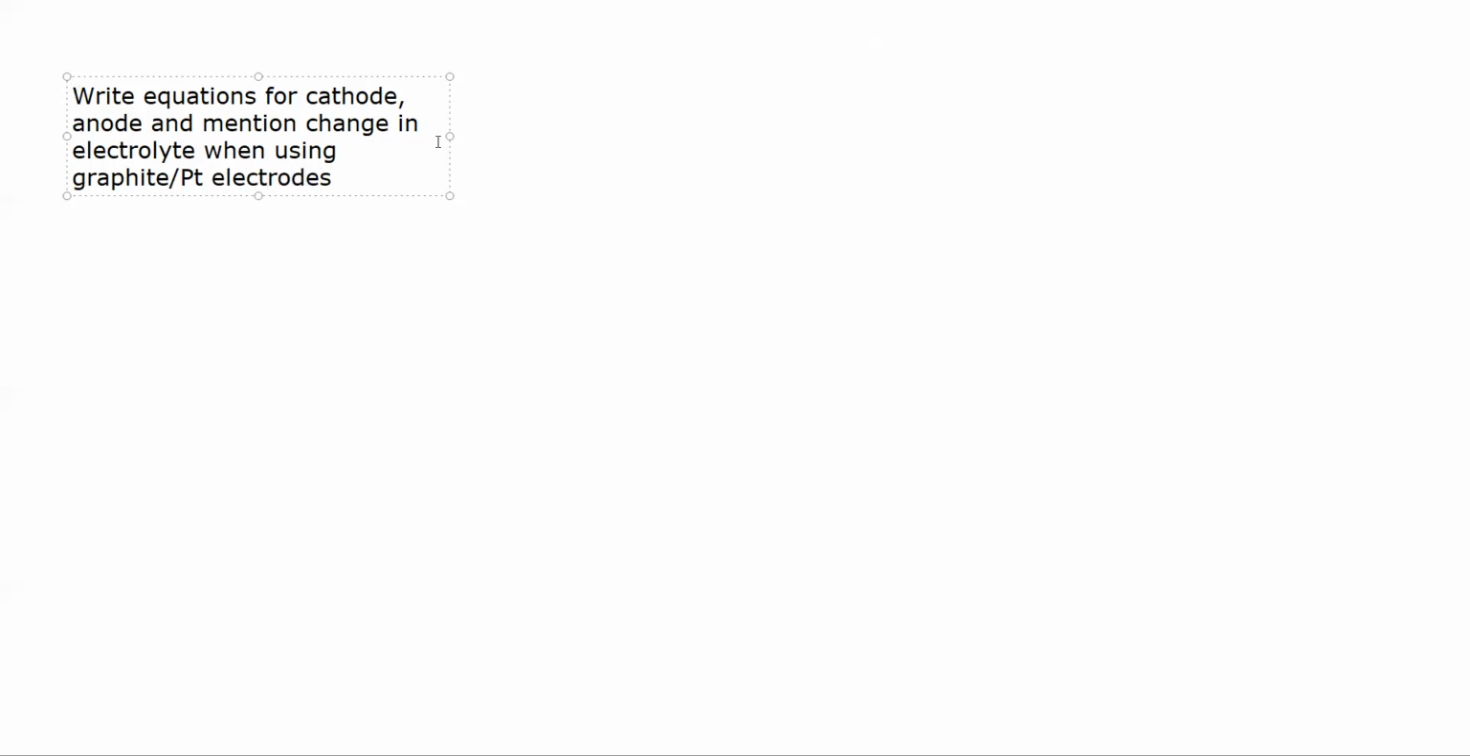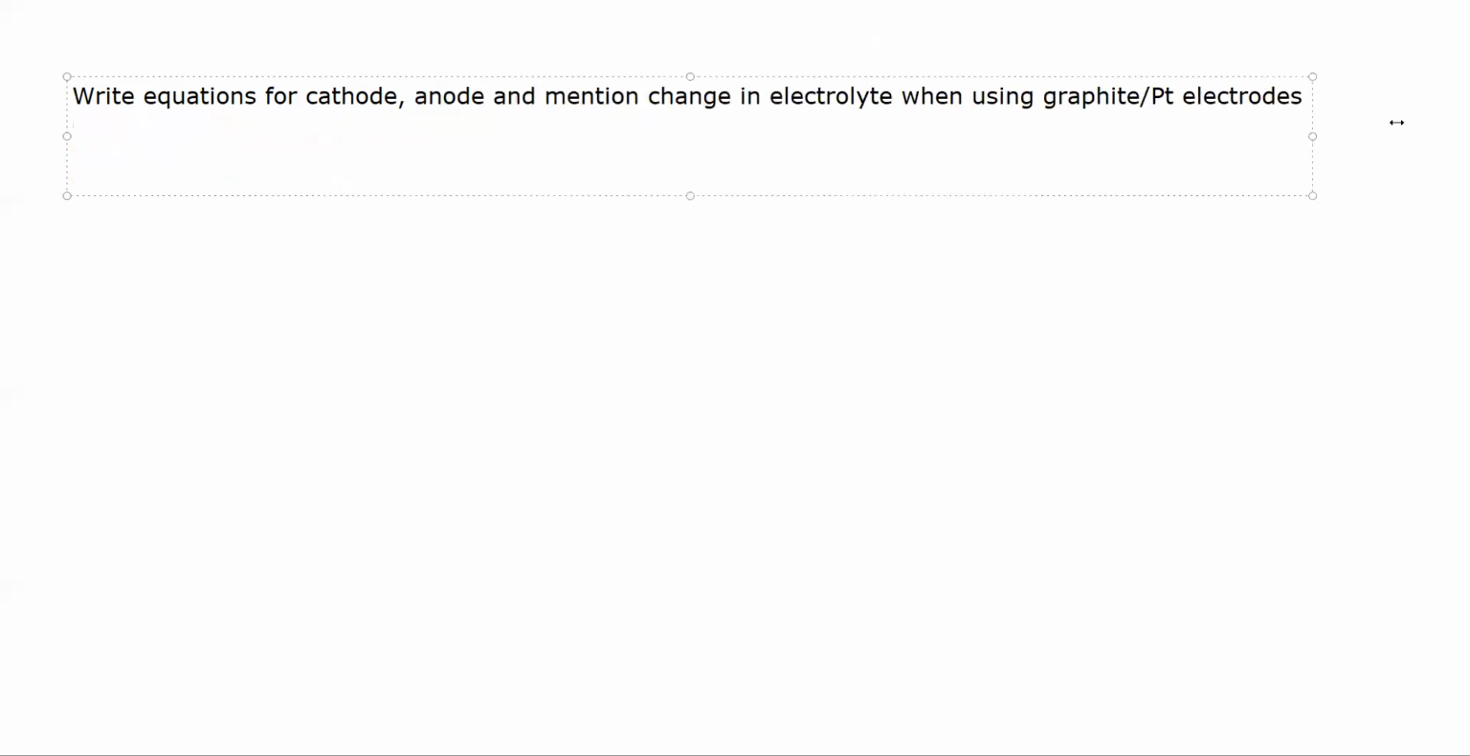Write equations for cathode, anode, and mention change in electrolyte when using graphite or platinum electrode. So these are some questions I want you to solve. This is homework, but send it before tomorrow's class in the morning.